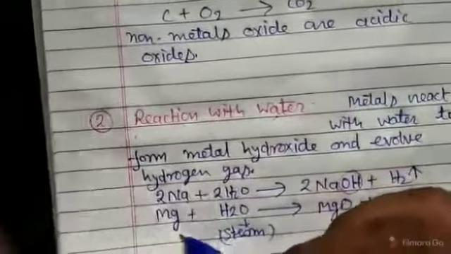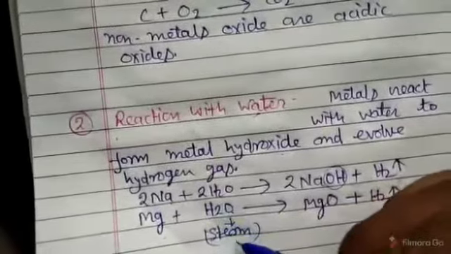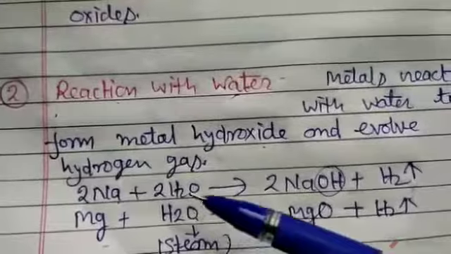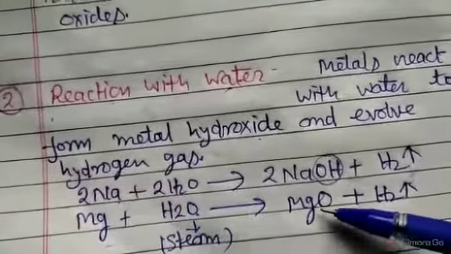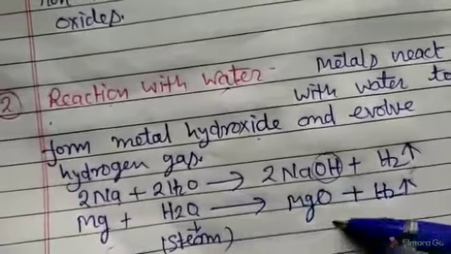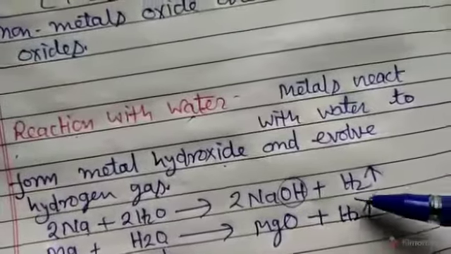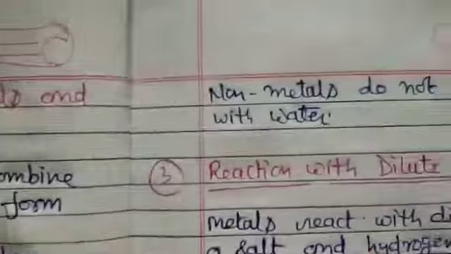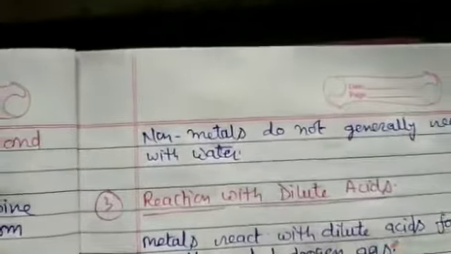For example, magnesium plus H2O, not water but steam, the steam of water. So it forms magnesium oxide and hydrogen gas is also evolved here. And non-metals do not generally react with water.